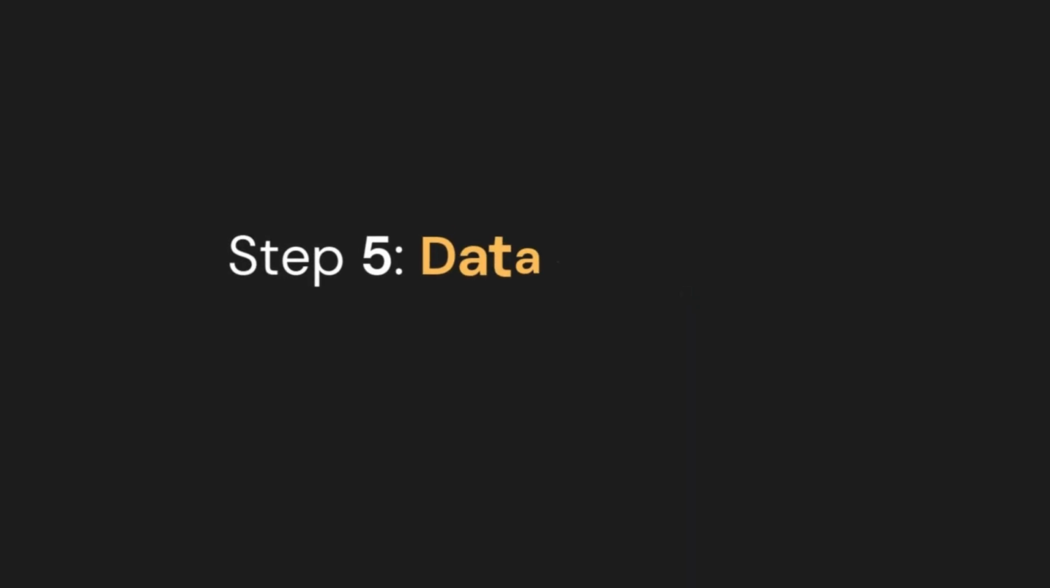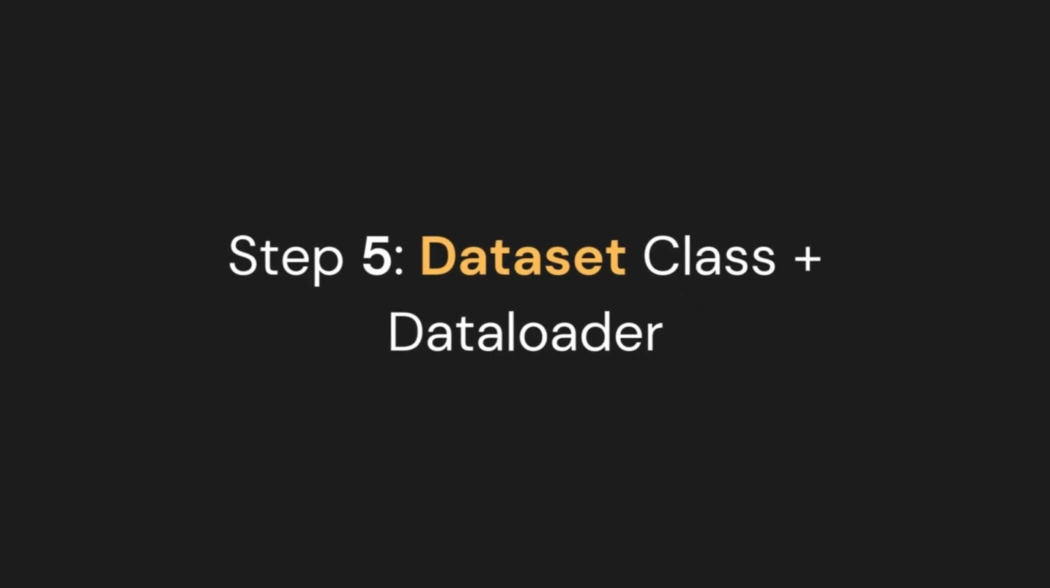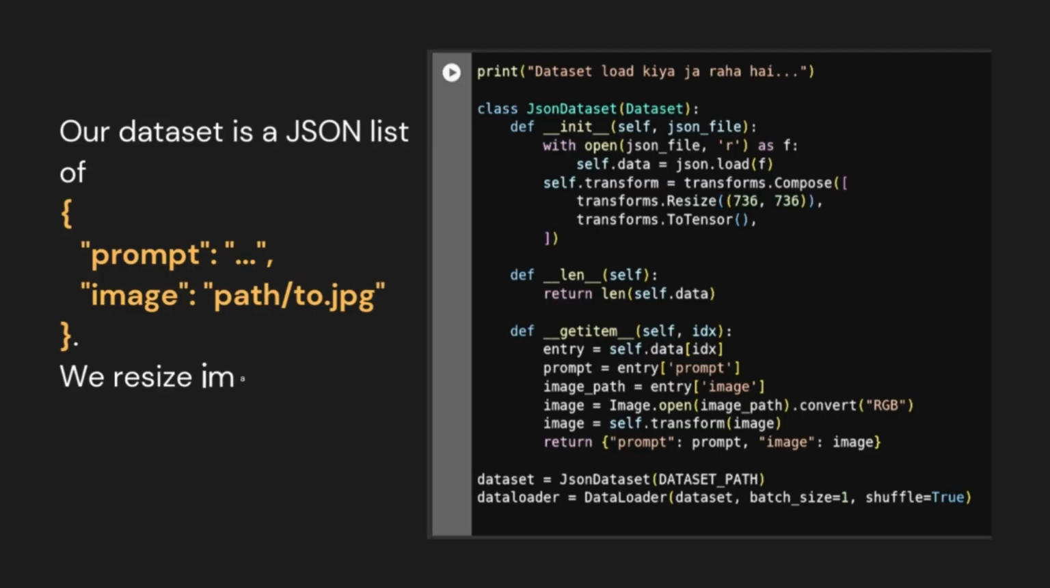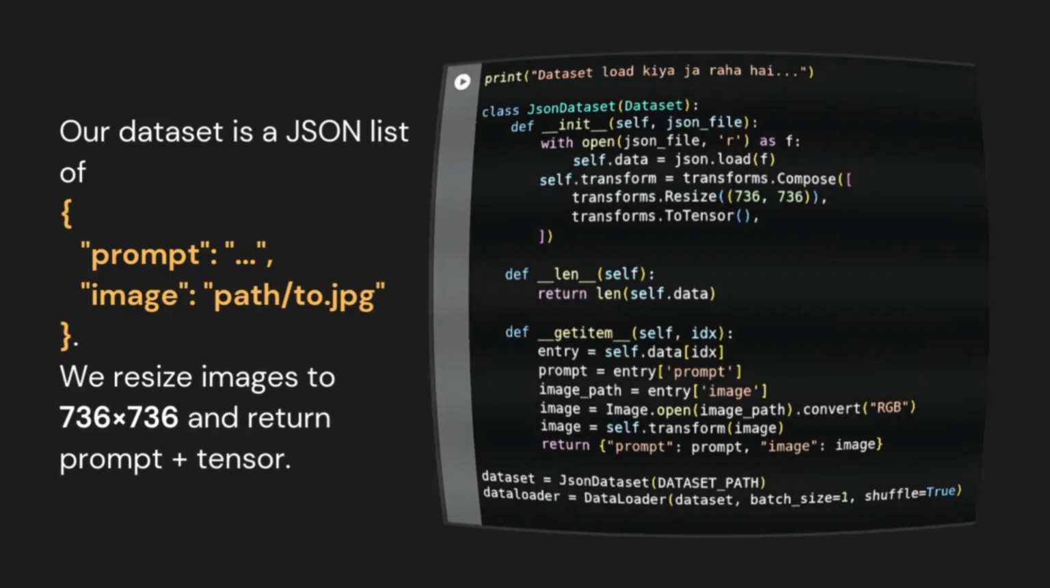Step 5, dataset class plus data loader. Our dataset is a JSON list of prompt equals and image equals path.jpg. We resize images to 736 by 736 and return prompt plus tensor.